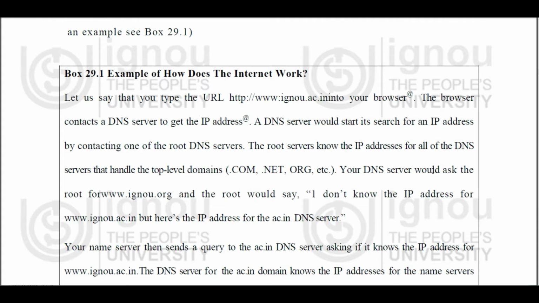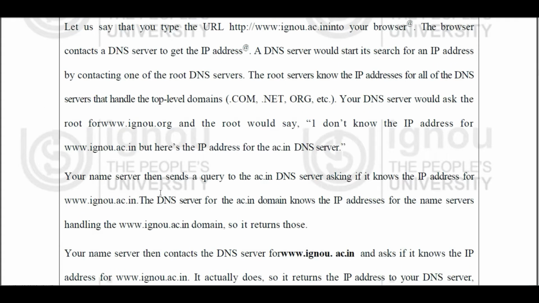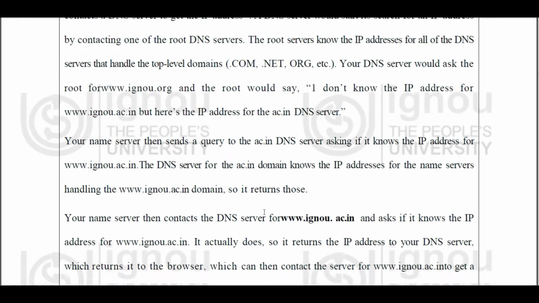Your DNS server would ask the root for www.ignou.ac.in, and the root would say, I don't know the IP address for ignou.ac.in, but here is the IP address for the ac.in DNS server. Your name server then sends the query to the ac.in DNS server asking if it knows the IP address for ignou.ac.in. The DNS server for the ac.in domain knows the IP address for the name servers handling the www.ignou.ac.in domain, so it returns those.